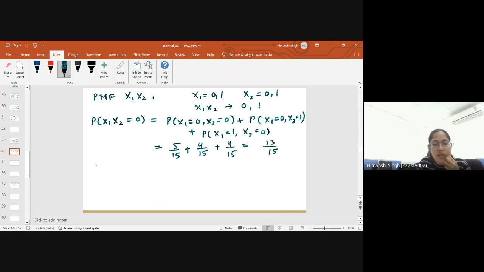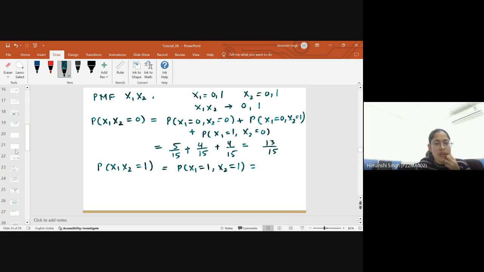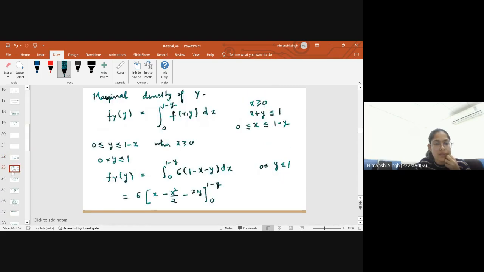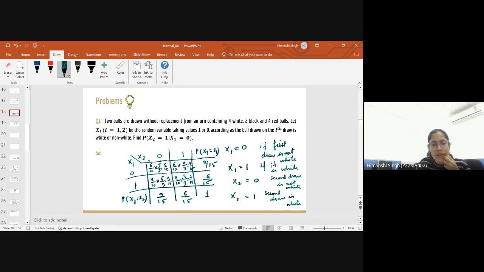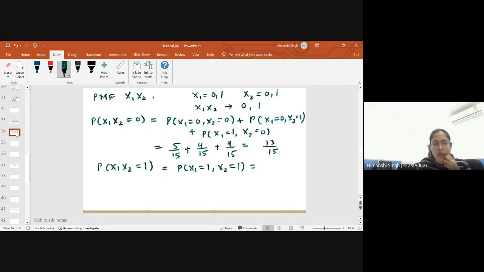Now we need to calculate the probability that x1 x2 equals 1. That will be only one case: x1 is 1 and x2 is 1, both are 1. So what was the joint probability for that? We have x1 is 1, x2 is 1, that is 2 by 15. You can see that x1 x2 is a random variable taking values 0 and 1, and if I add the probabilities, the total probability will be 1.